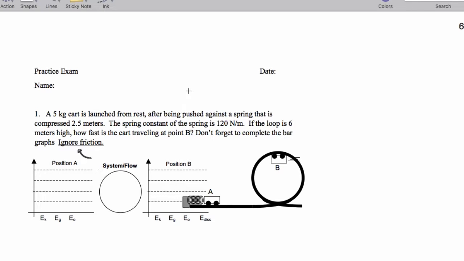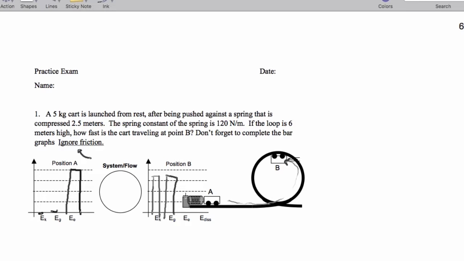That's just something I love to highlight in problems. And when you ignore the friction, that means there's no dissipated energy. So what's going on here? We have this cart that starts off with all elastic energy. There's no kinetic and no gravitational. And then, pew, it gets fired up this loop all the way up here. And all that energy gets converted into a combination of kinetic and gravitational.